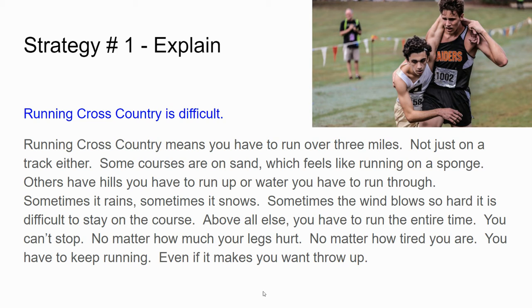So you see an example there in front of you of a much more elaborated and detailed explanation of the difficulty of running cross country. First of all, it tells you how long it takes, 3 miles. Where does it take place? Not on a track. Some courses are on sand, which makes you feel like you're running on a sponge. Sometimes there's hills. Then it includes the weather. Sometimes it rains, sometimes it snows. When is it difficult? When the wind blows hard, it's difficult to stay on course.